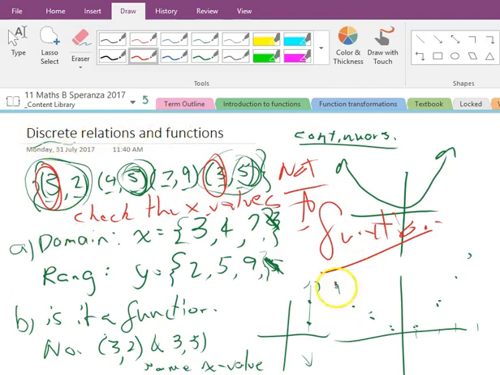All right, that's discrete relations and functions: how to find the domain, how to find the range, and how to do the vertical line test.